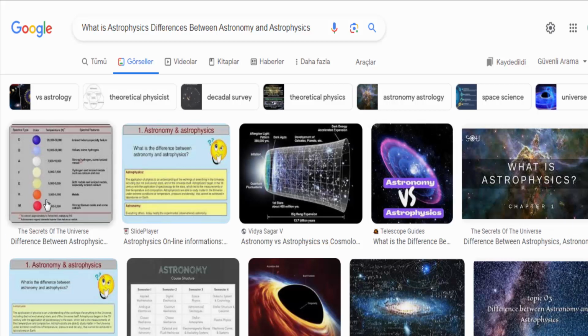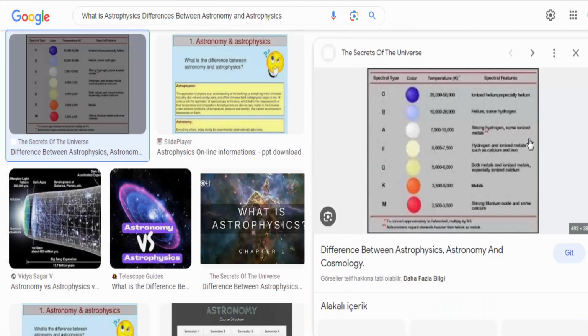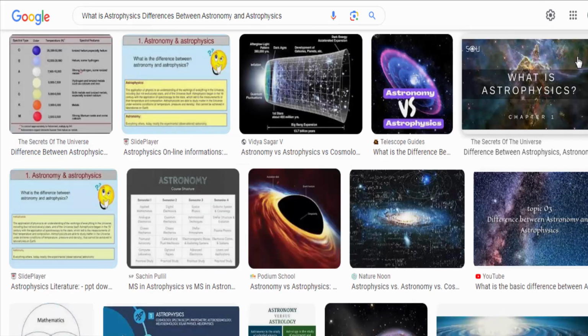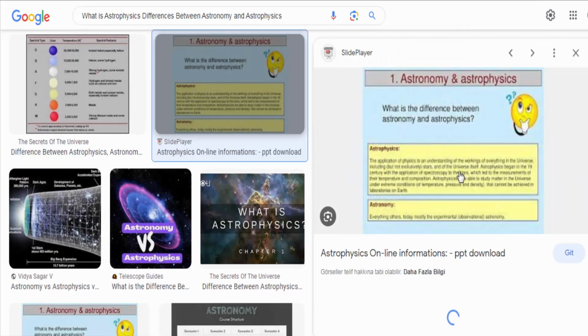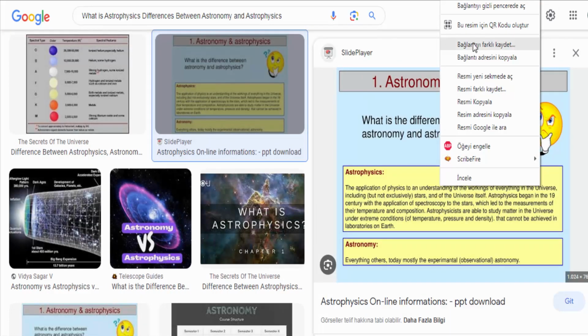Astronomy and astrophysics are closely related fields, but they have some differences in their focus and methodologies. Here are the main differences between astronomy and astrophysics.